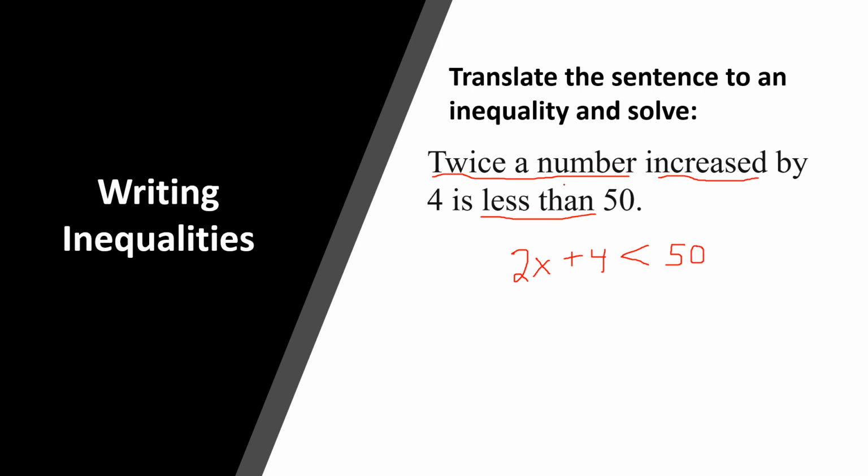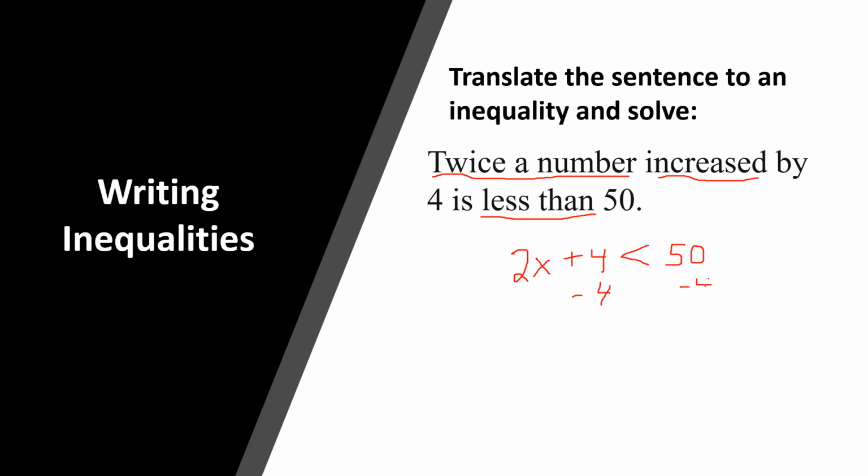So we have translated this sentence into an inequality, and now we solve this inequality, and again we solve it just like an equation. We need to get the x by itself, we need to get rid of the 2 and the 4, and if we follow the order of operations in reverse, we get rid of addition or subtraction first. So we need to get rid of the 4. What is it doing to the x? It's adding. We do the opposite and we subtract.